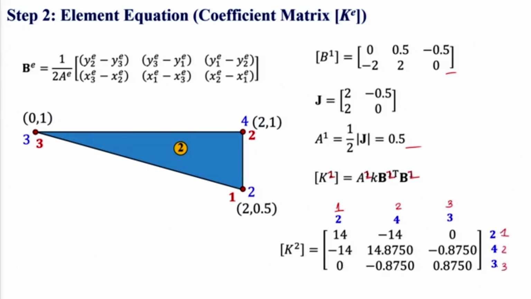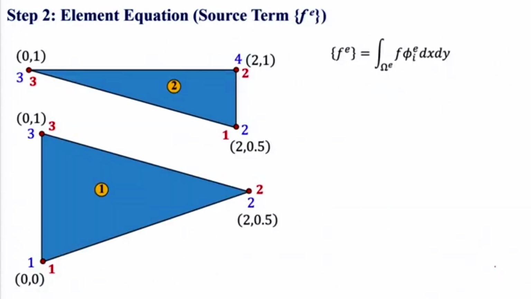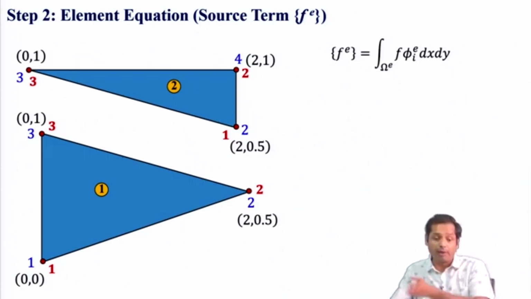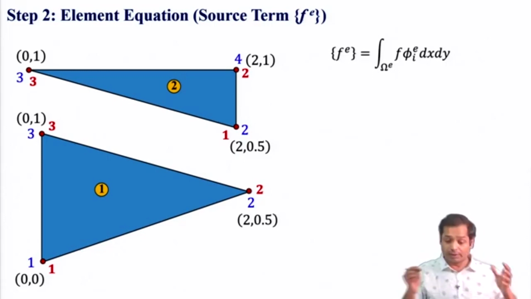So these coefficient matrices now need to be assembled. When we assemble them, we need to assemble based on this global numbering. Now, so we have the coefficient matrix. So one part of this element equation we have, then the other two parts are the source term and the boundary flux term. Let us calculate the source term.